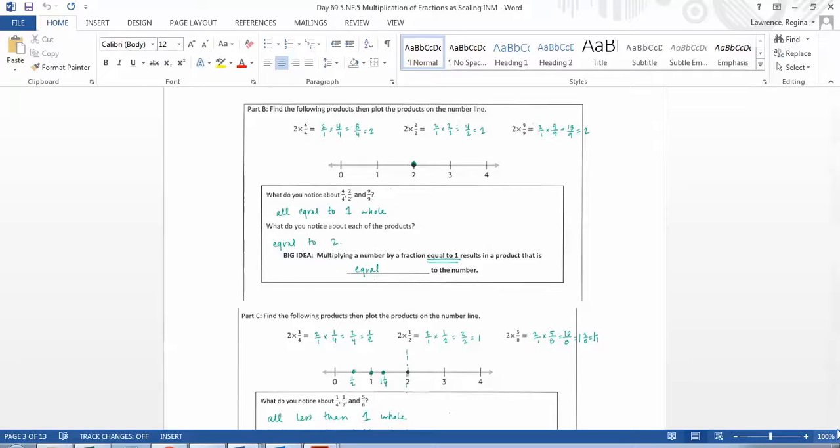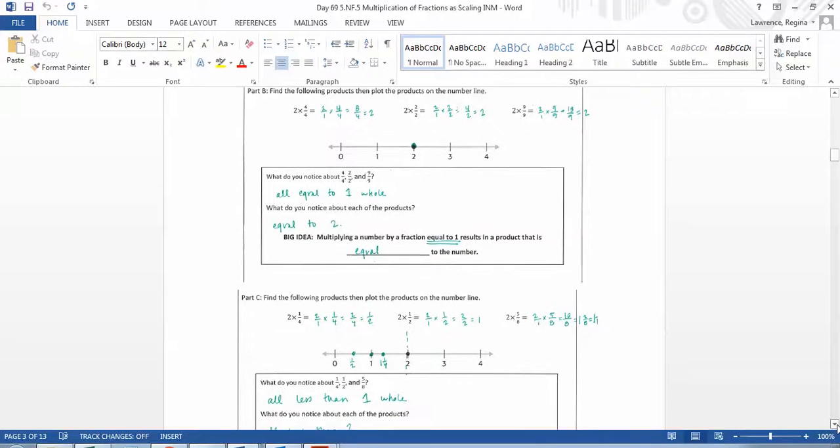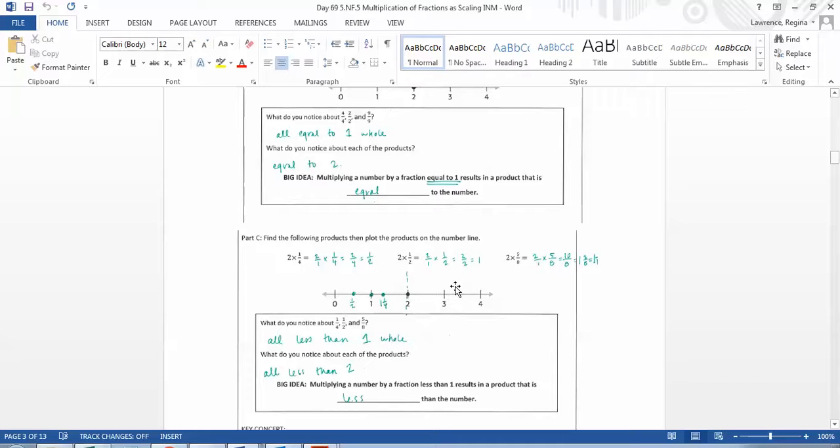Finally, we're doing this with fractions that are less than 1. So same thing, multiply through. We want to draw a dotted line right through the 2, and we notice that each one of our products is less than 2. What do you notice about 1/4, 1/2, and 5/8? They're all less than 1 whole. What do you notice about each of the products? They're less than 2.